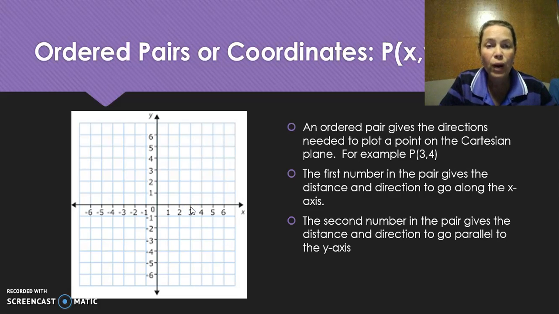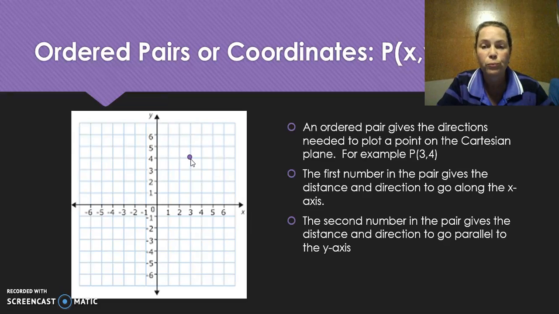We then go up or down, as the case may be, as the second number in the pair gives the distance and the direction to go parallel to the y-axis. So we follow the line that starts at our 3 and we go up. Now I've just lost my mouse again, so let's find it. There we go. So we're following up our line here until we get to 4 because it was positive 4, so we go up to 4 and there is our point at P(3, 4).